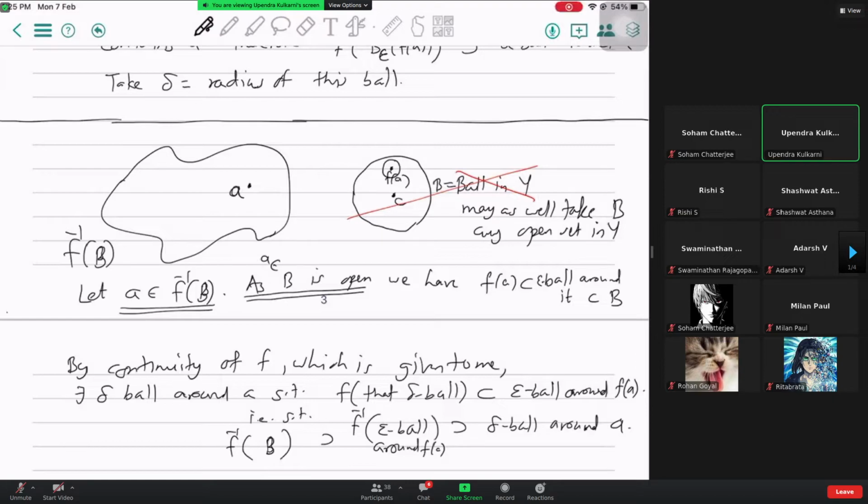So what did we show? We took an arbitrary point in f inverse of B, and we put a delta ball around that point, totally contained in f inverse of B, by using continuity.